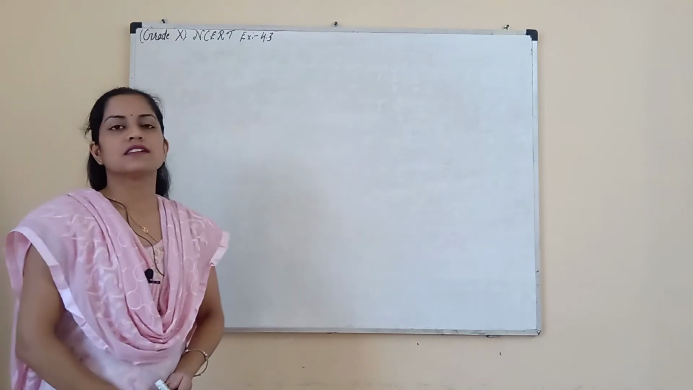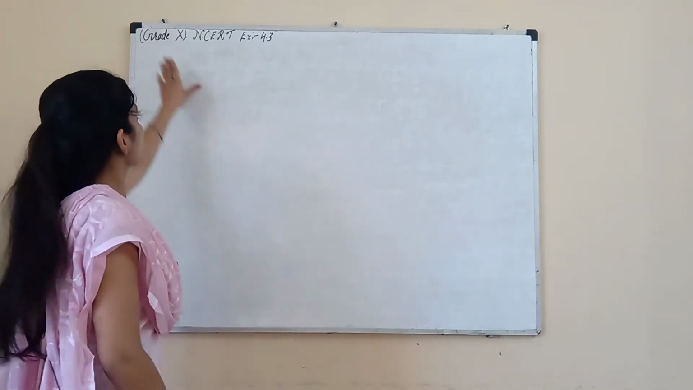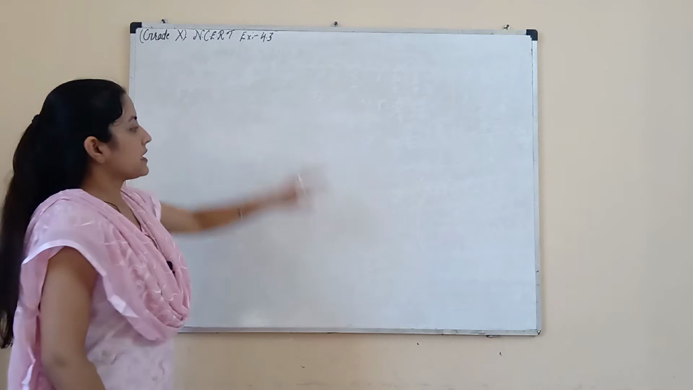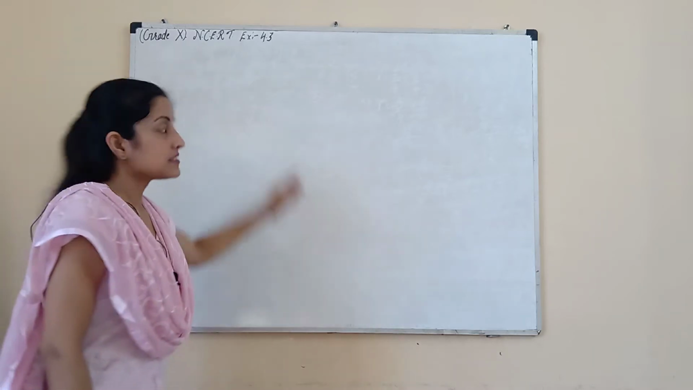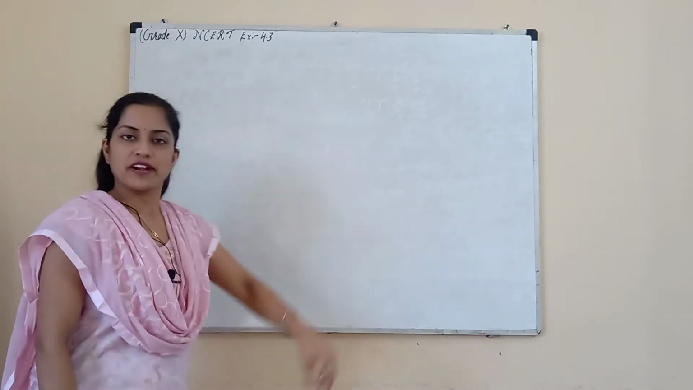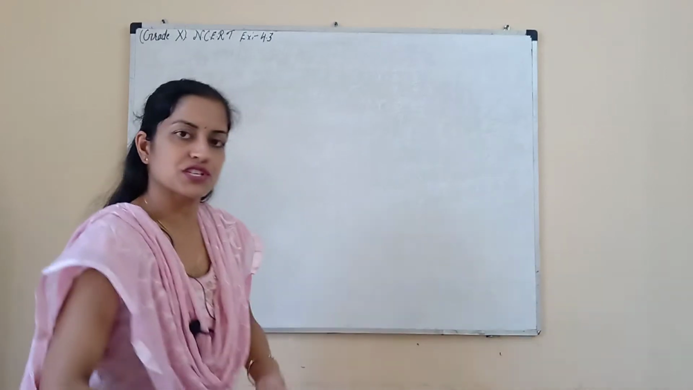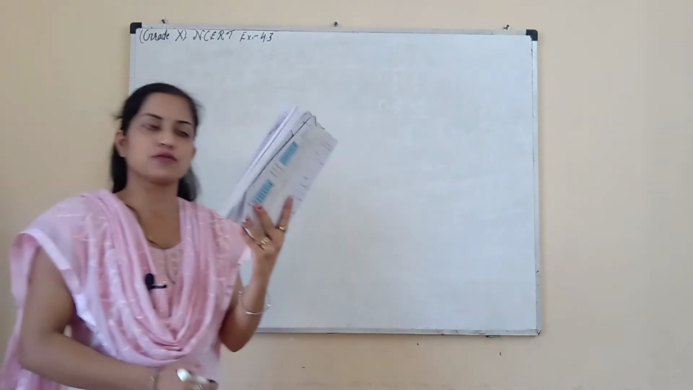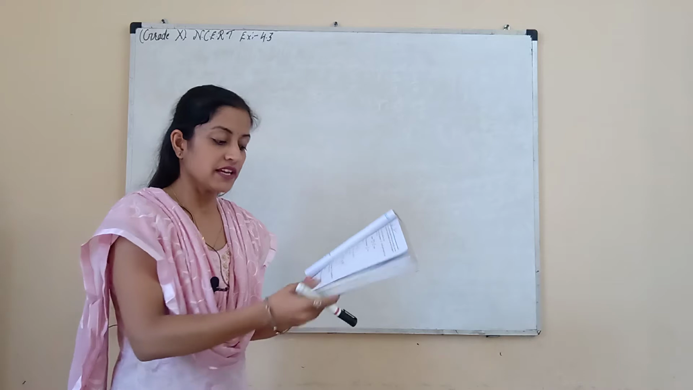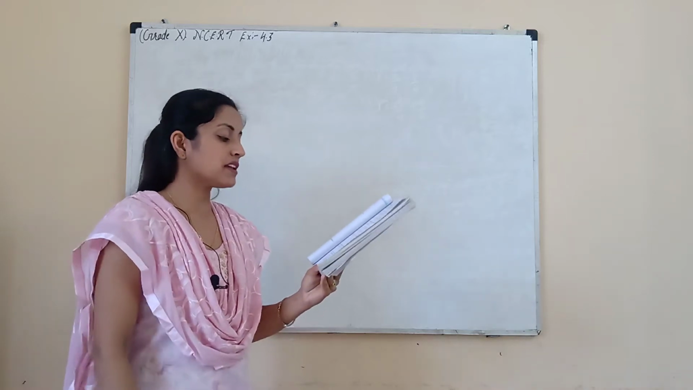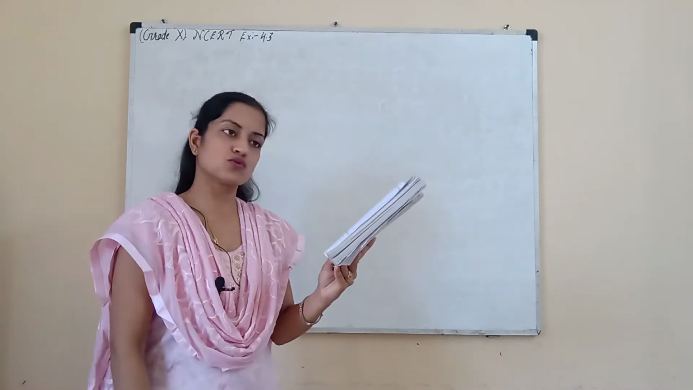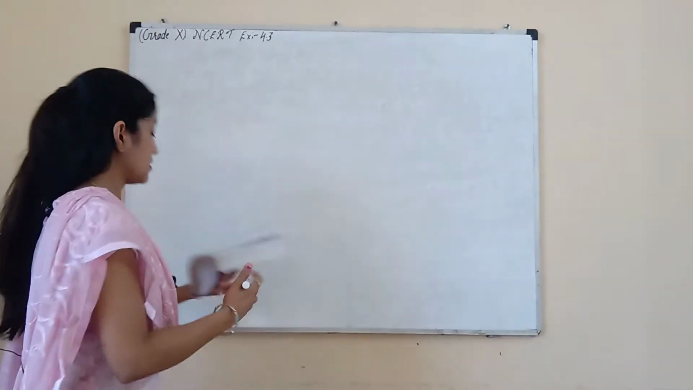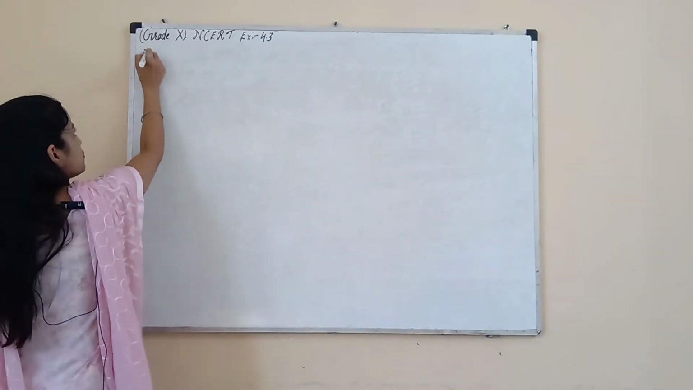Good morning students. Today we will discuss grade 10th topic, the method of completing the square. This is NCERT exercise 4.3. Our first question is: find the roots of the following quadratic equations, if they exist, by the method of completing the square. So our first equation is question number first.